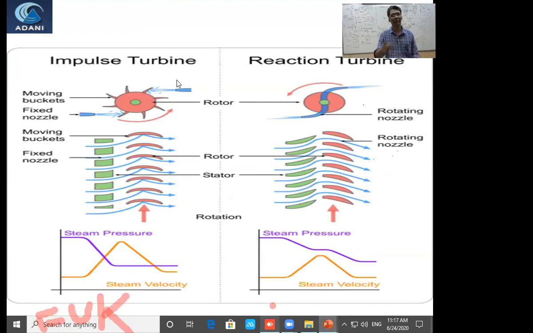Now see the right side diagram. Impulse is due to the impingement of a jet, whereas reaction is due to the opposite directional force due to the exit velocity of the high velocity steam. You can see the steam is going out from the other side and it is getting rotated. Next.